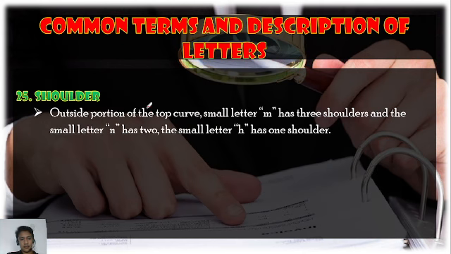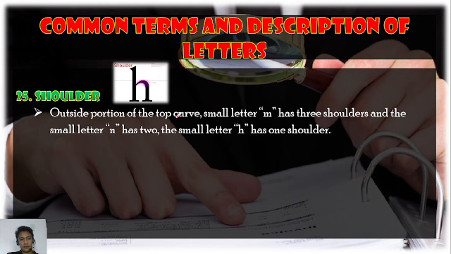shoulder. So, pag sinabi naman po nating shoulder, simply we are referring to the outside portion of the top curve. Okay, so asan po yung shoulder niya? Okay, the shoulder is in this part. That is the outside portion of the top curve. Okay, and small letter M, it is common also on letter M. Okay, where is the shoulder? Then this is the shoulder part. Alright, so that is the shoulder of the letter, and the small letter N also. Okay, we are referring to it as the shoulder.